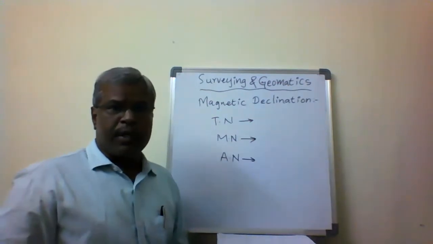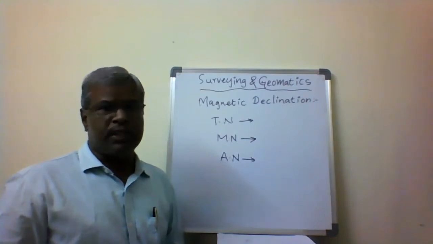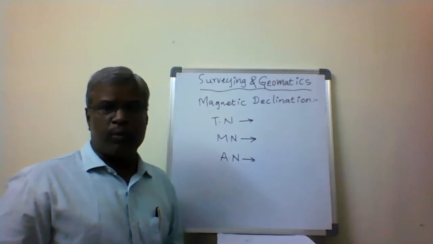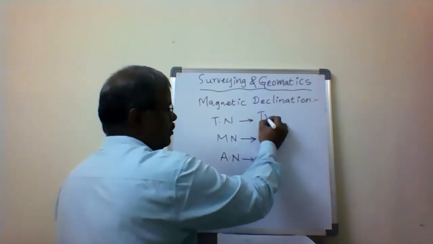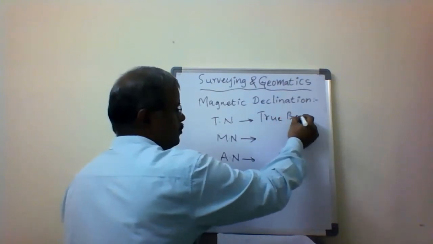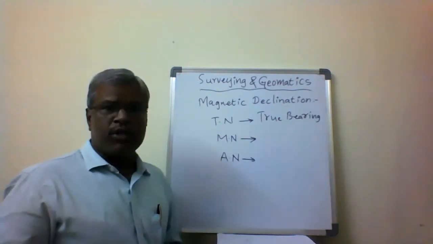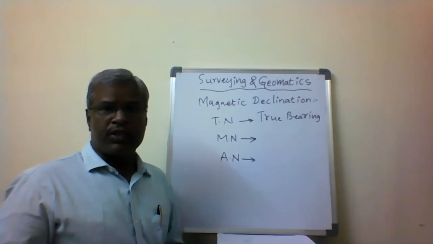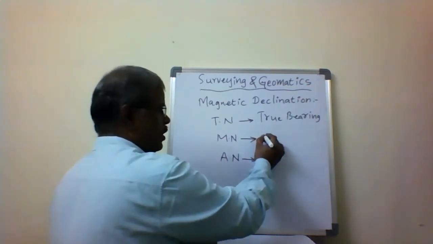So what is meant by the bearing? The bearing is a reference direction based upon which we consider the direction. If I take true north, that is the geographical poles, as the reference, then it is called a true bearing. The next one is magnetic north as my reference direction. From the reference direction of magnetic north, I measure the bearing, and I call it a magnetic bearing.